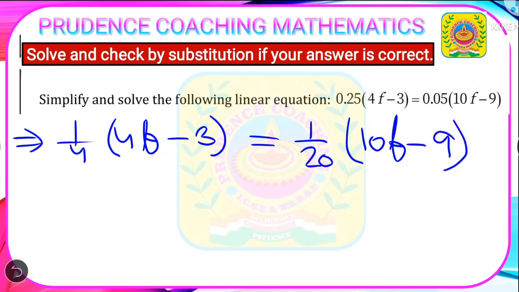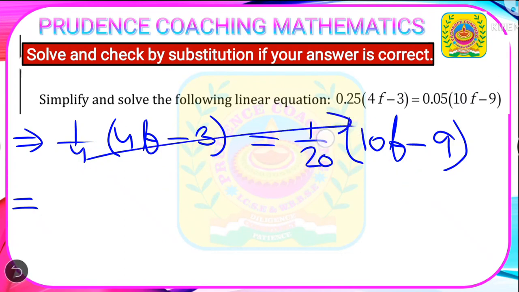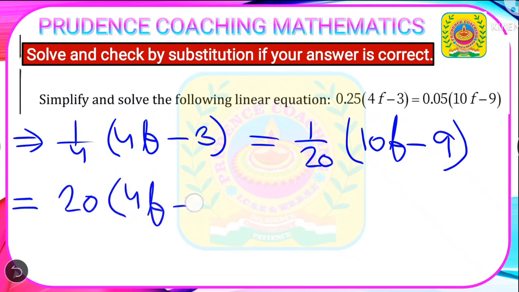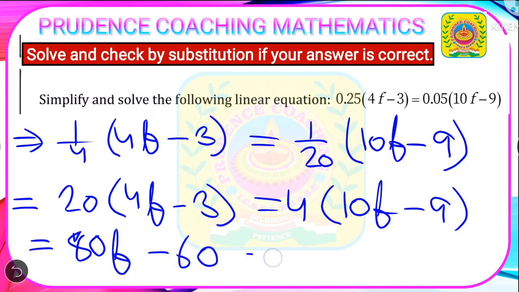So we need to solve this. First we need to cross multiply. This 4 we have in the denominator and this 20 we have in the denominator. So we will cross multiply. This 4 will be multiplied with this and this 20 will be multiplied with this. So let's start. So here you will get 20 into (4f − 3), and on the other side you will get 4 into (10f − 9). So here 20 into 4 will be 80, 80f − 20 into 3 is 60, equals 4 into 10 is 40f, and here you will get 4 into −9, that is −36.